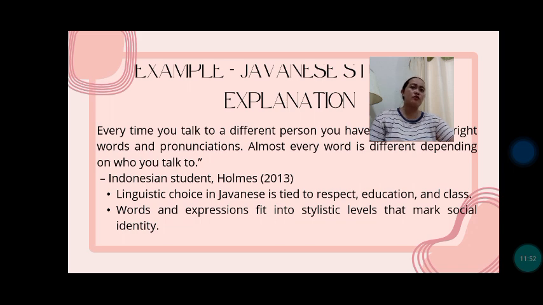Here's an example from a Japanese student's explanation. A Japanese student interviewed by Holmes explained it this way: every time you talk to a different person, you have to choose the right words and pronunciation. Almost every word is different depending on who you talk to. This quote shows that linguistic choice is tied to respect and social awareness. In Javanese, every word choice reflects status, formality, and politeness, showing how language is deeply linked to social behavior.